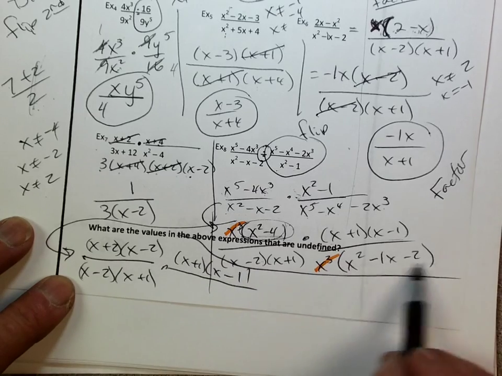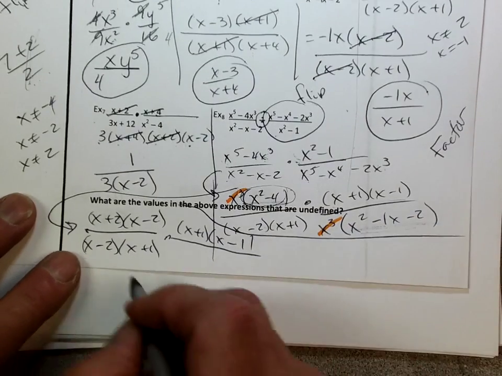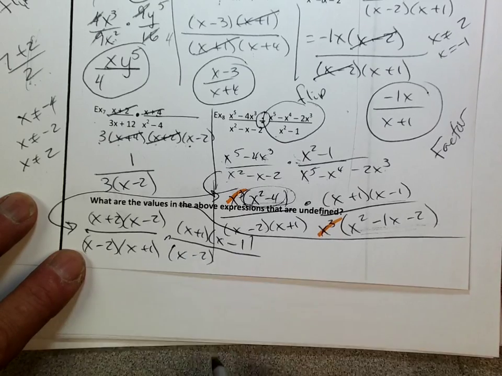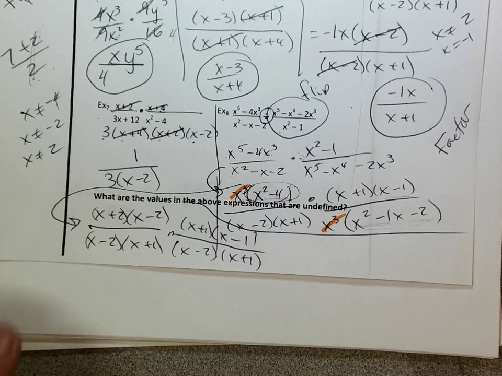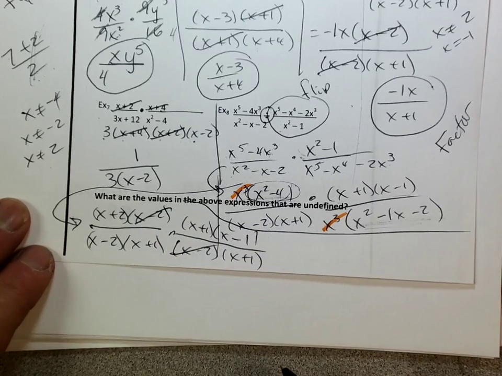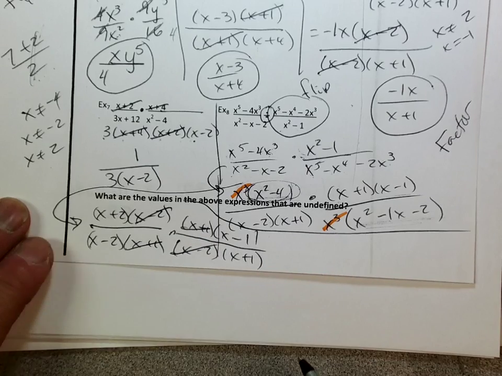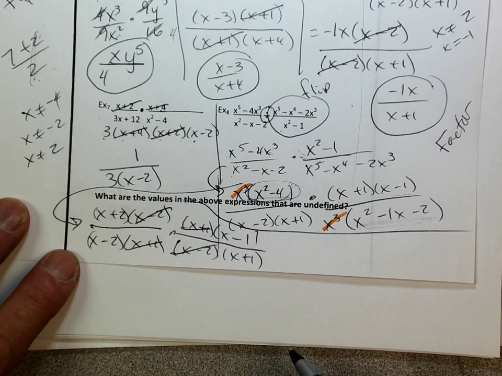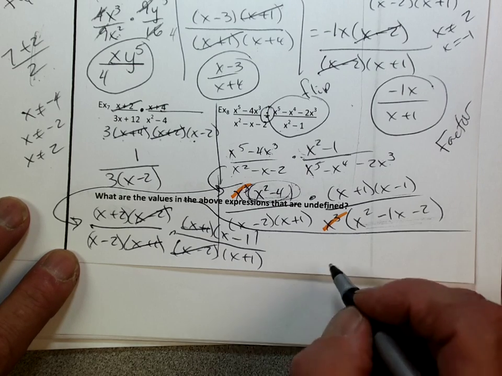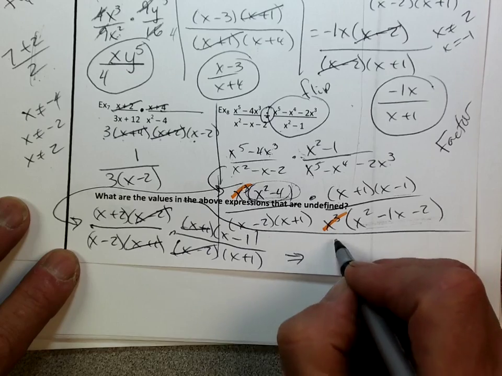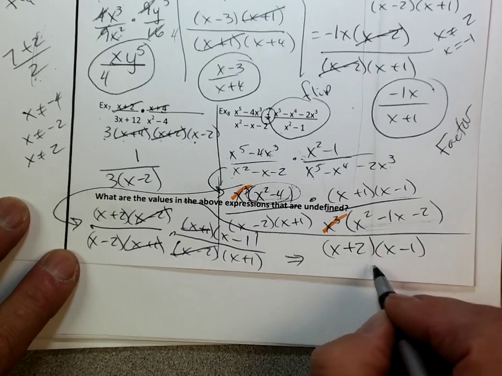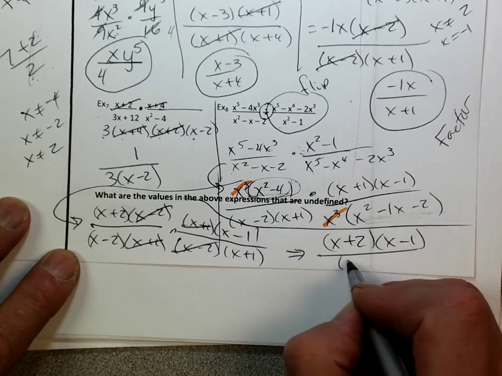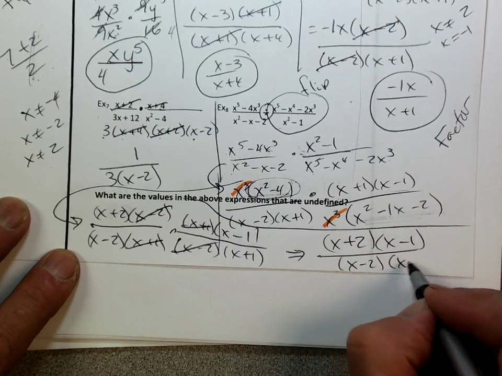And this can be factored into an x minus 2 times an x plus 1. Now, can we cancel? Heck yeah. Cancel away. X minus 2 with x minus 2, okay? Have an x plus 1 with an x plus 1, okay? Can I cancel anything else? I don't think so. So, my grand answer, this is a big one, is going to be x plus 2 times x minus 1 over x minus 2 and x plus 1.